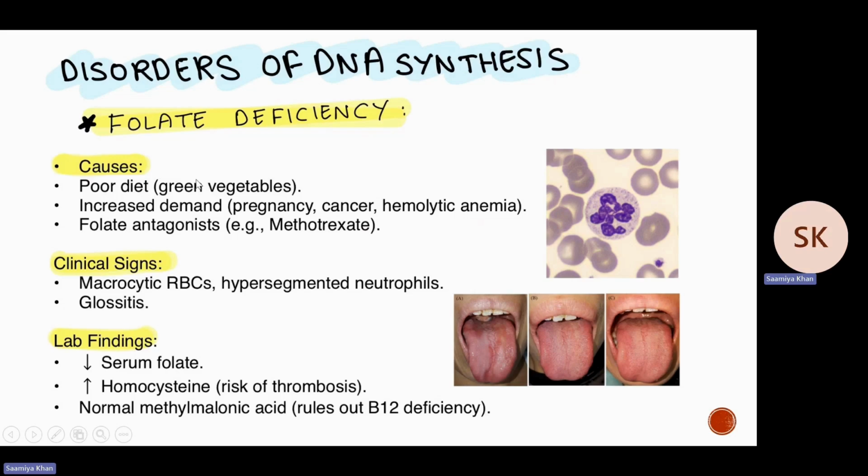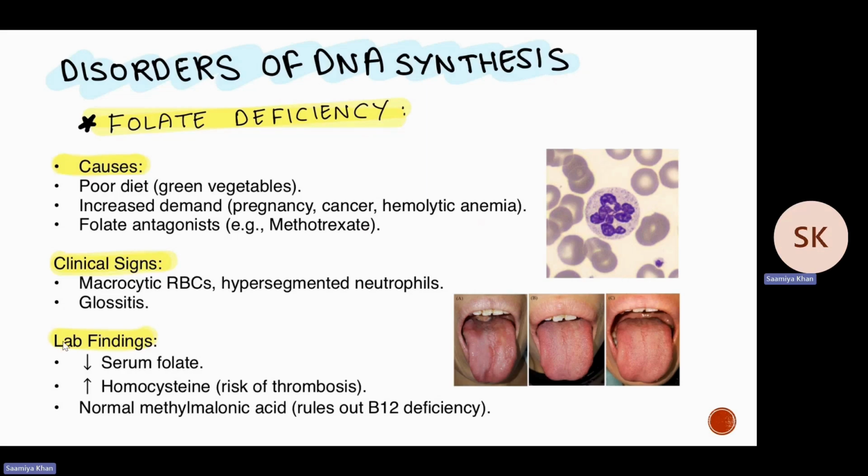The main clinical sign of folate deficiency is glossitis, which is inflammation of the tongue. We can see it on the patient's tongue. We could see macrocytic RBCs, which are enlarged, big RBCs, and we can see hypersegmented neutrophils. The neutrophils would be hypersegmented, as we can see in the picture.